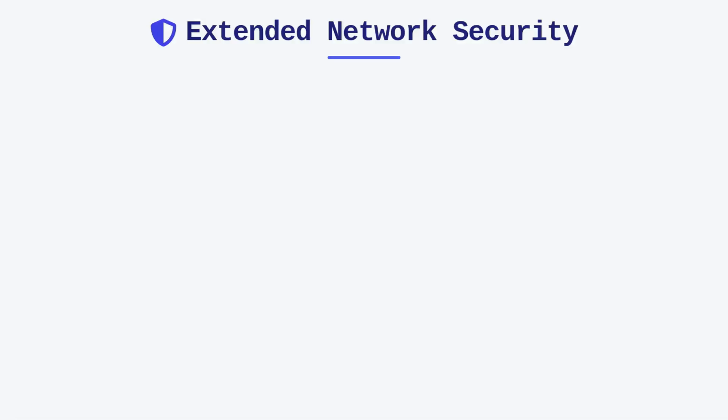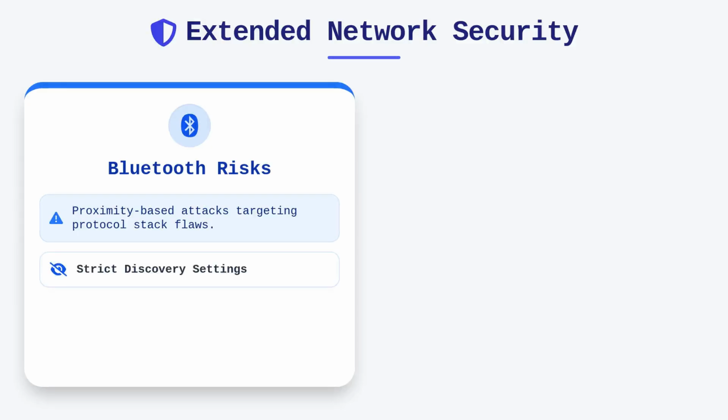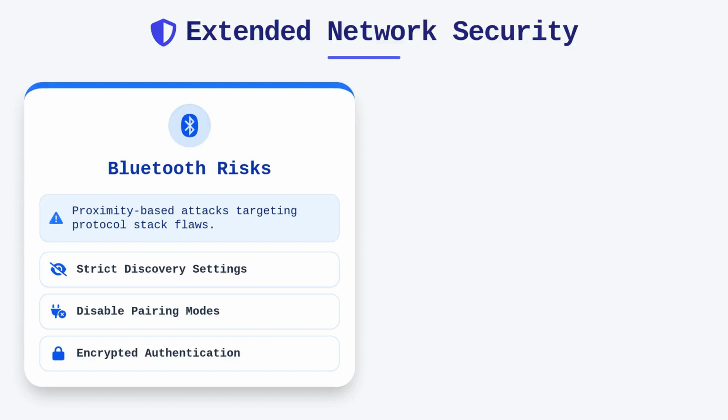Beyond traditional Wi-Fi, we must consider the security implications of Bluetooth and the integration of Internet of Things hardware into our network architecture. Bluetooth remains a frequent target for proximity-based attacks, often utilizing exploits that target implementation flaws in the protocol stack of various mobile and peripheral devices. Mitigation begins with enforcing strict discovery settings, disabling pairing modes when not in use, and ensuring that only encrypted, authenticated connections are permitted between trusted endpoints.